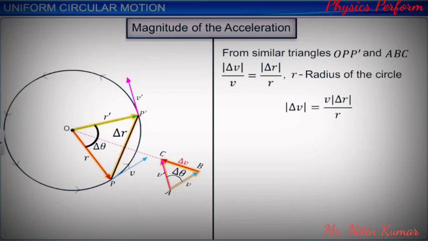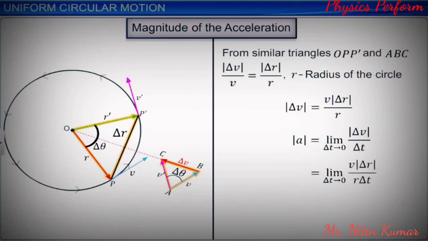Magnitude of a is equal to limit delta t approaches 0 magnitude of delta V by delta t, which is equal to limit delta t approaches 0 V into magnitude of delta R by R delta t. This expression can be written as magnitude of a is equal to V by R into limit delta t approaches 0 magnitude of delta R by delta t. Let this be equation 1.